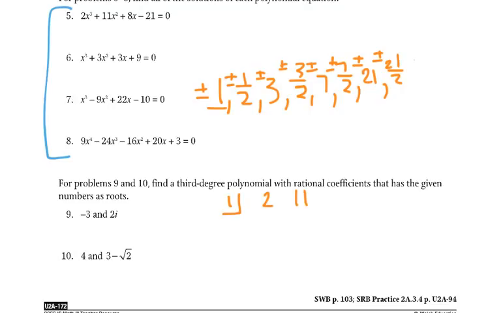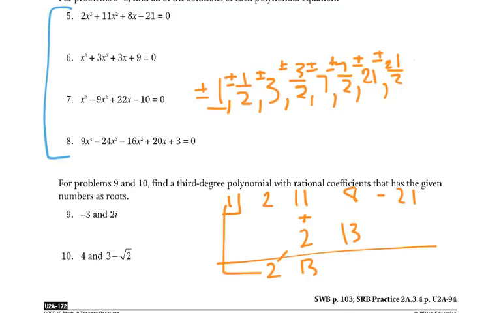So we'd have 2, 11, 8, negative 21. Bring down the 2, multiply 1 by 2, bring it up here, we get 2, add 13. 1 times 13 is 13. Add those. That would give us 21. 1 times 21 gives us 21. Add those and we get 0. So that tells us positive 1 is a root.